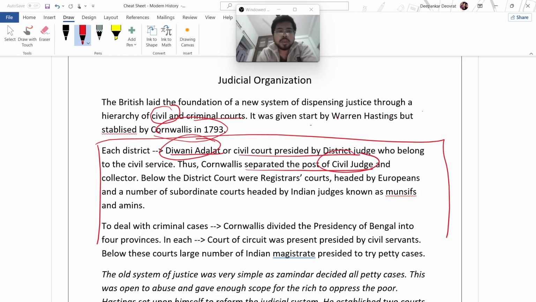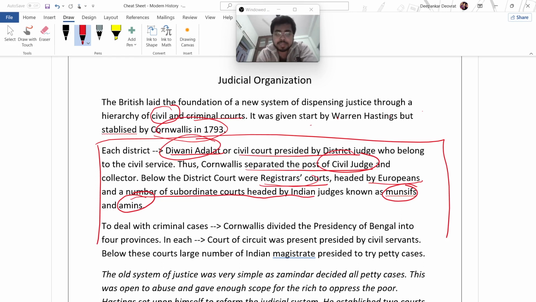Below the district court were the registrar courts headed by Europeans and a number of subordinate courts headed by Indian judges known as munsifs and amins. These munsifs and amins used to deal with the petty and small cases. If there were issues at a more senior level, the Europeans at the registrar court would handle it.